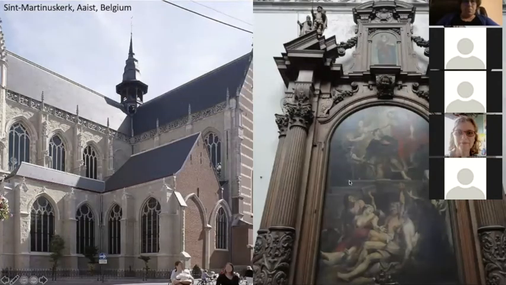As I mentioned, this work is still in situ in Belgium. You can see the elaborate frame here. It's not a great image, but the elaborate frame. And then there are a number of other works that surround it.